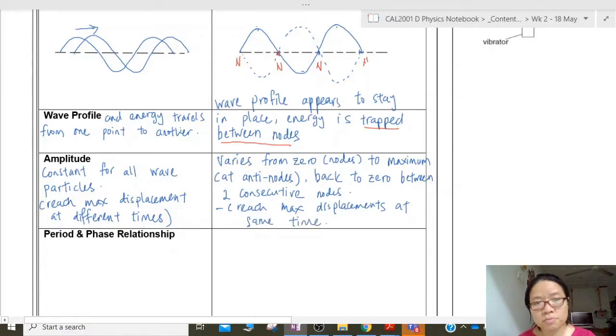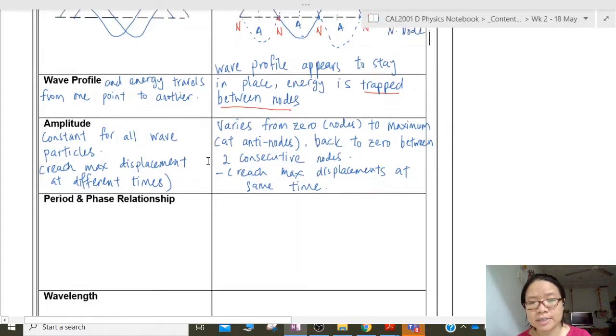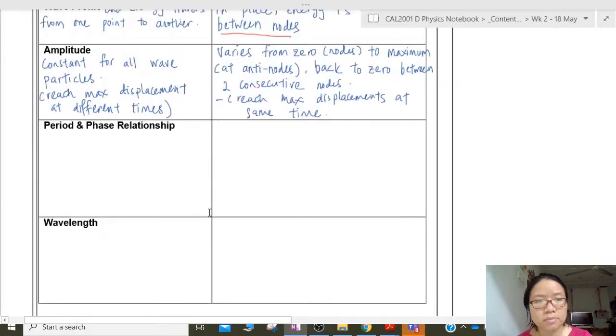So when I say reach maximum displacement at the same time, it means that if A reaches maximum displacement, okay, so I'm labeling the A right now, all the points beside A will also reach maximum displacement. And A here is antinode. I'm just doing the scientific thing where I label my symbols.